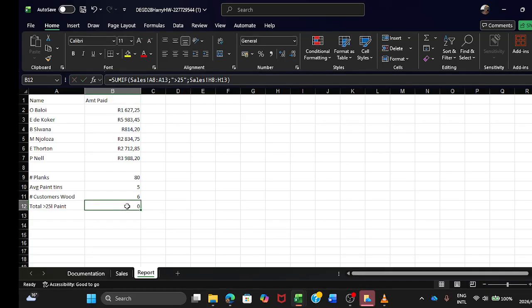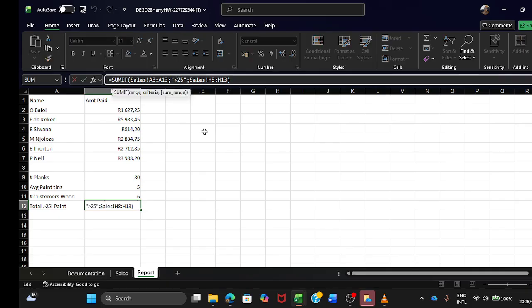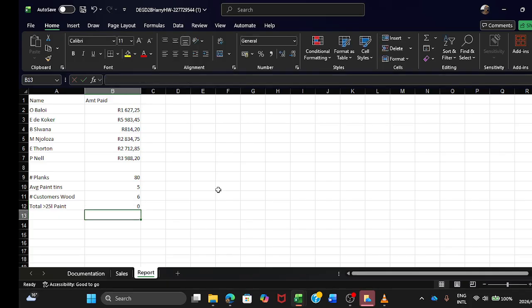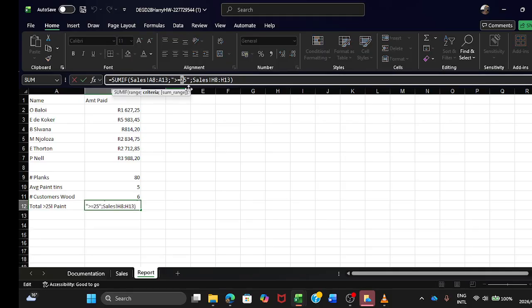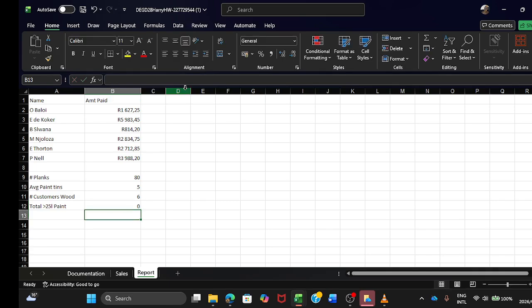Oh nah, this is not the one. And I cannot say equals 2 because it's not going to give me the right answer. You see, Excel is stressful, guys. I don't want to lie. Excel is so stressful.